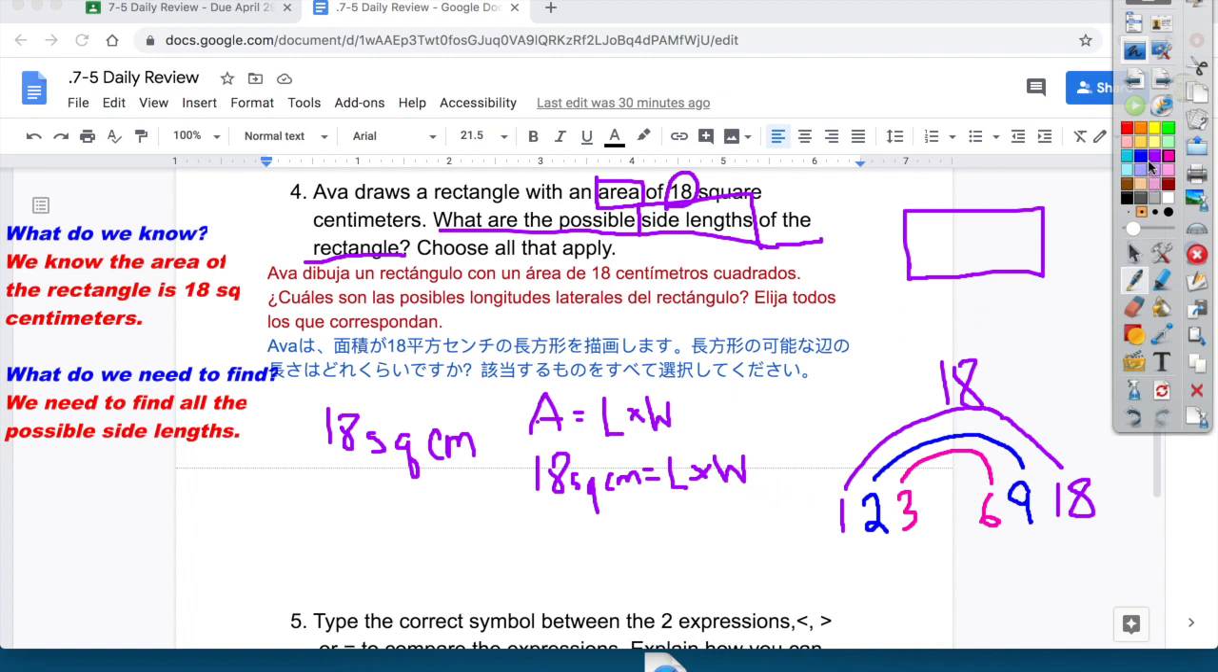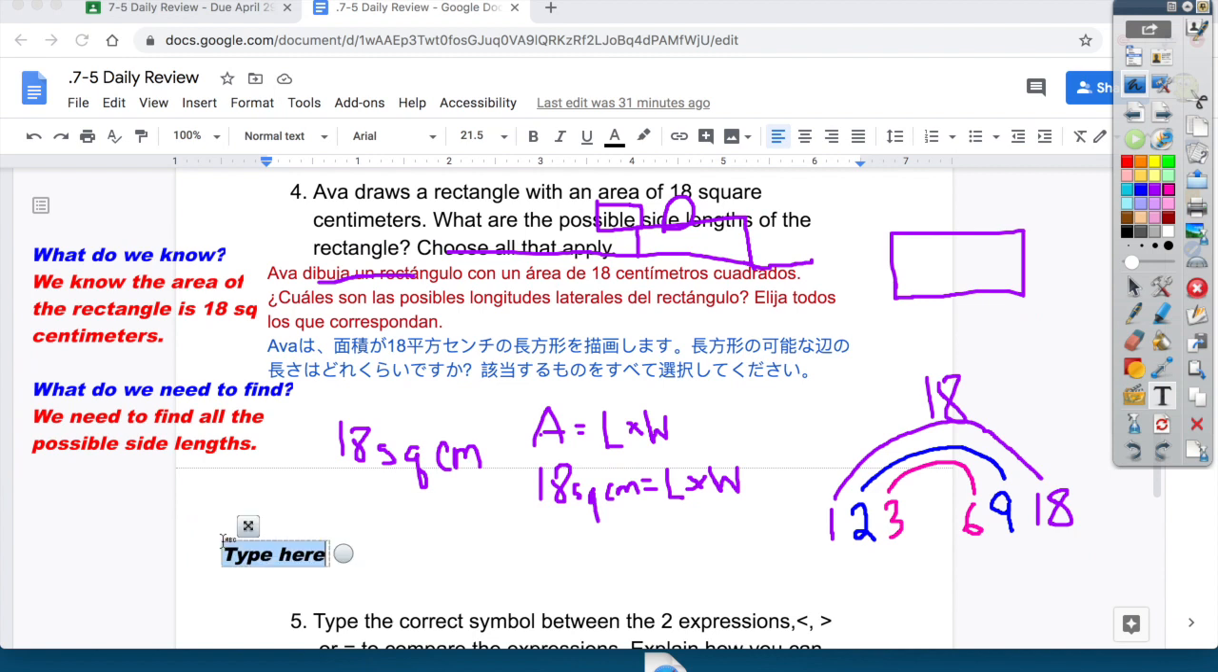So if you look at the sides, they can be 1 and 18, or 2 and 9, or 3 and 6. They have to be in their pairs.